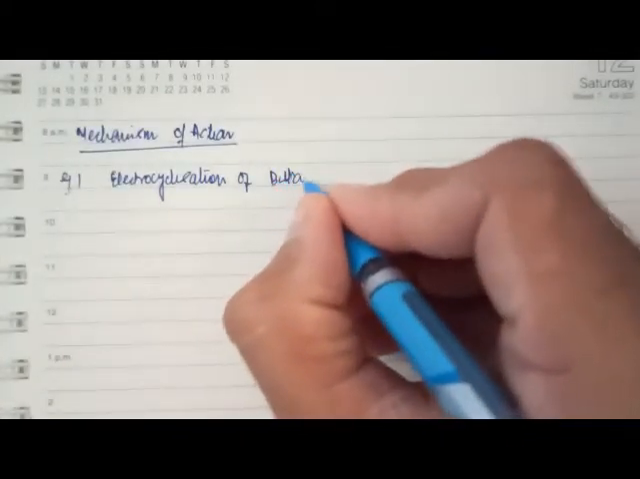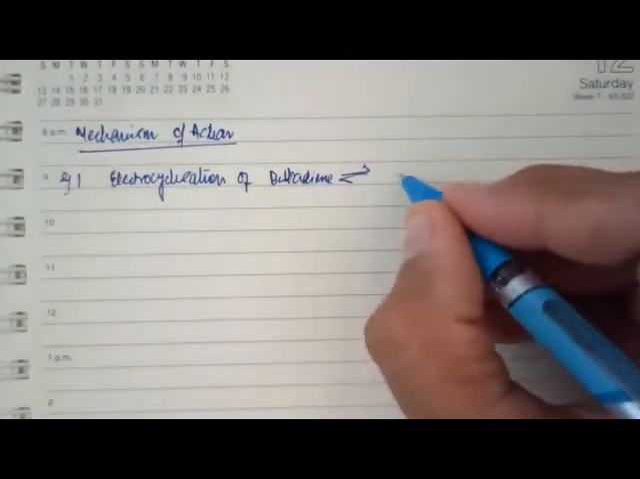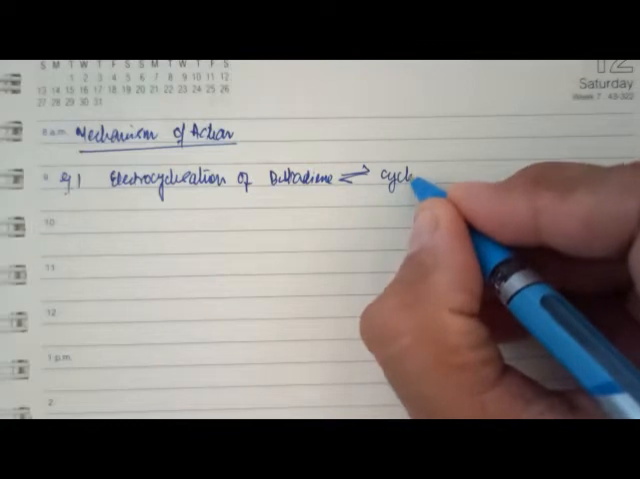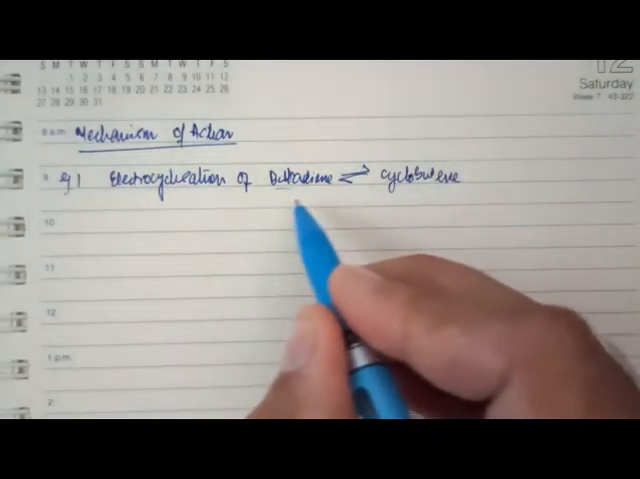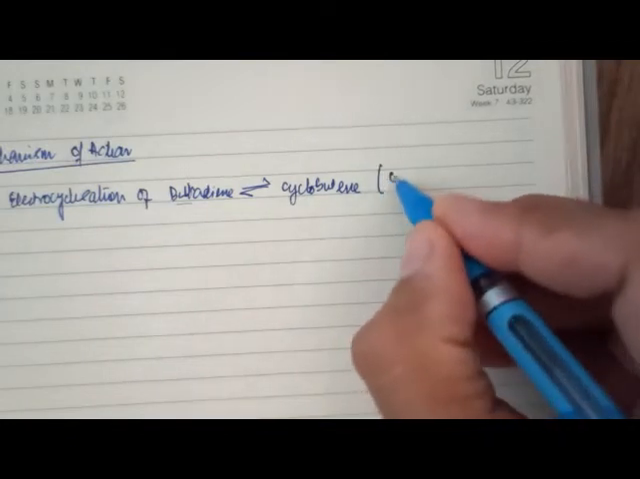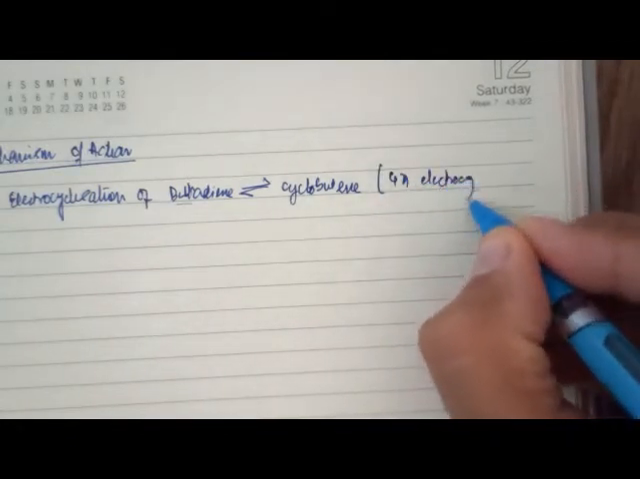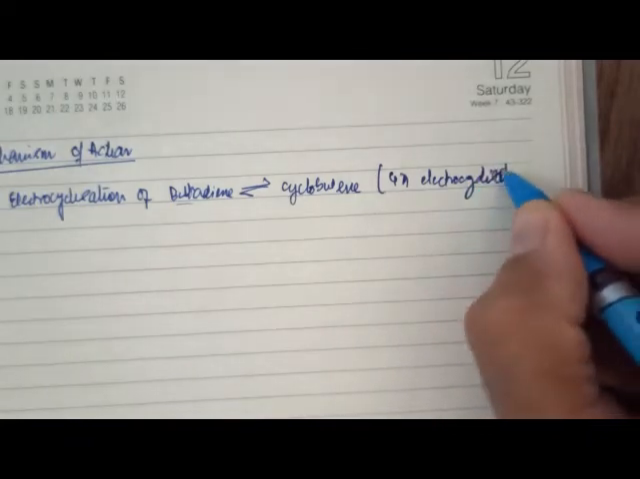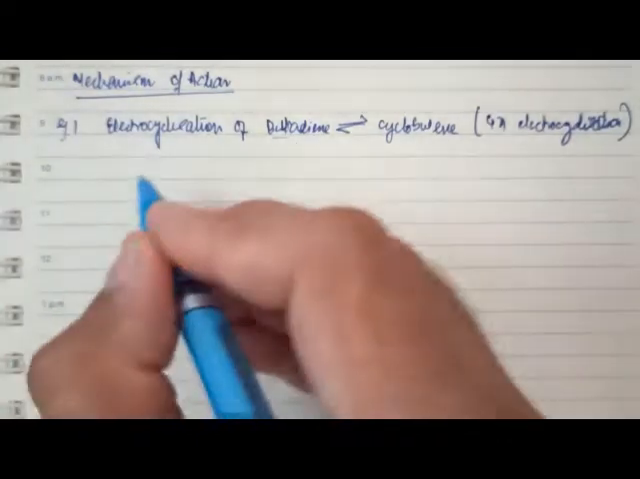Okay, let's talk about the first example, the reaction of the electrocyclization of butadiene to cyclobutene. And as I've told you, since 4 pi electrons are there in the acyclic component, I'll call this reaction as 4 pi electrocyclization.